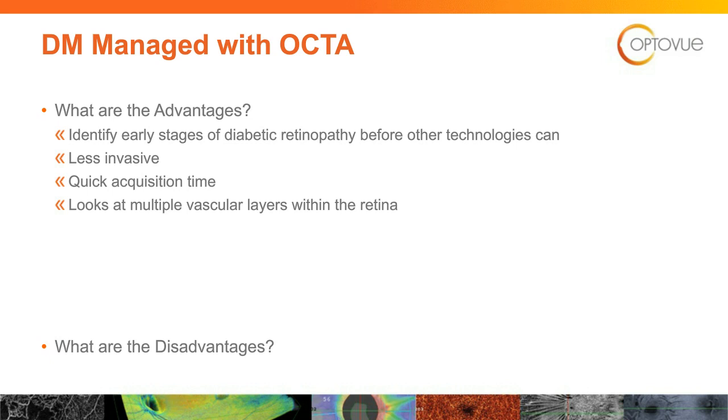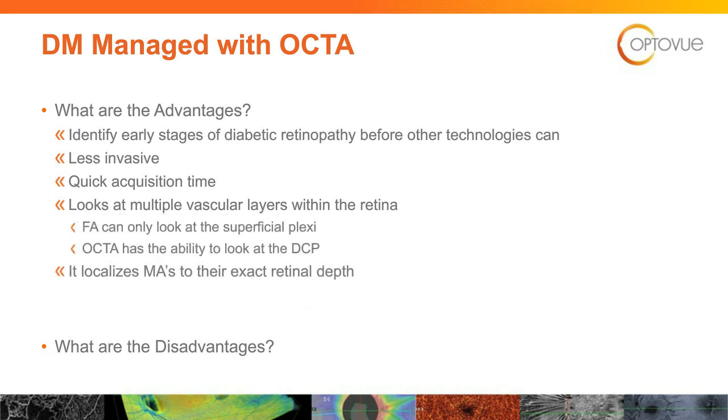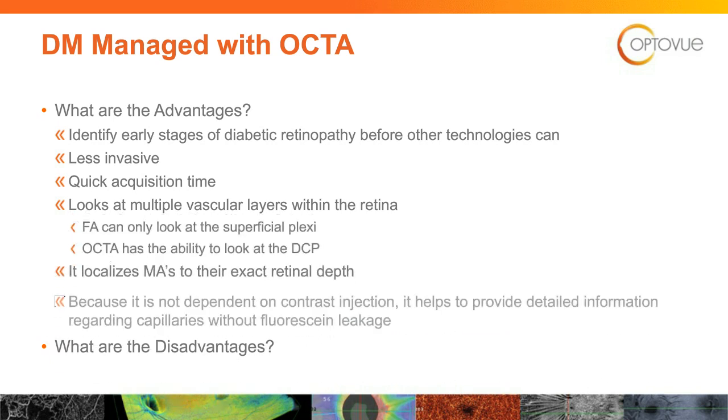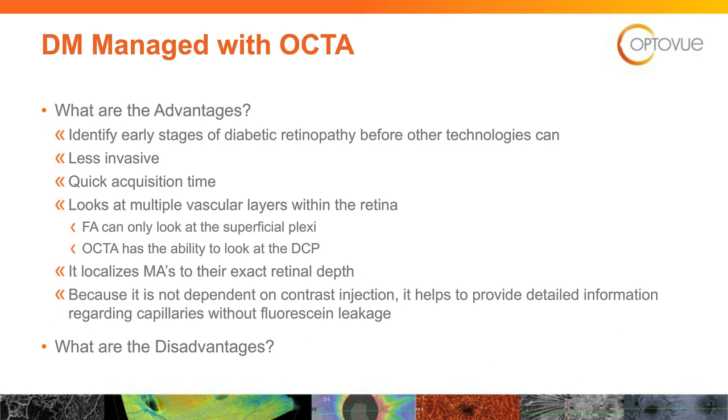OCTA can look at multiple different layers. What's going on in the superficial retina? What's going on in the deep capillary plexus? What's going on in the outer retina? You can do that with OCT angiography. So we talked about that. It localizes the MAs to their exact retinal depth. And again, it's not dependent on contrast. So it can image without leakage, without pooling, which is very, very nice.